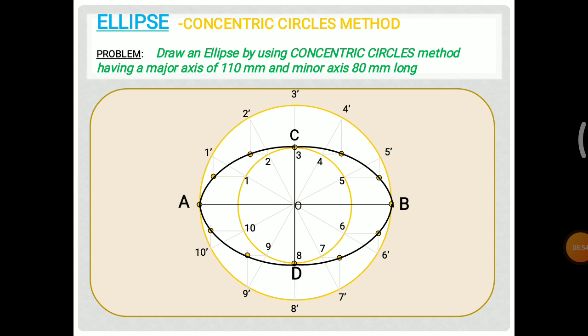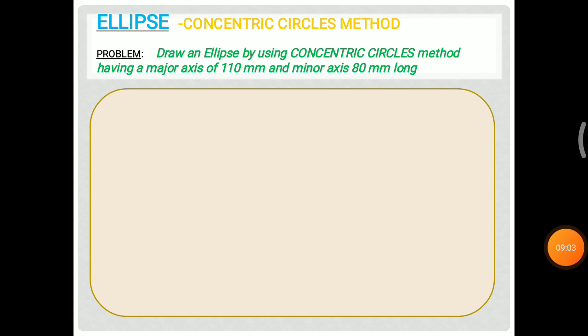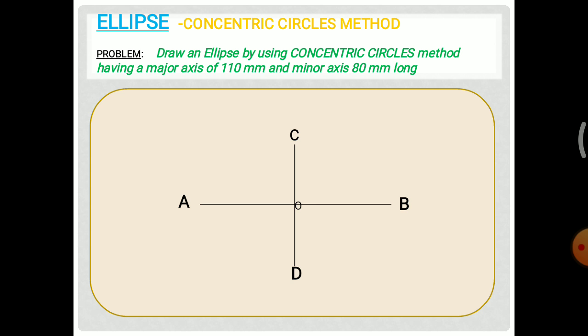Now I am going to repeat the procedure one more time. So first of all, draw the major axis and then the minor axis. Name them AB, CD. Then take a radius of half the length of the minor axis, that is OC or OD, and draw a circle. Then take half of the major axis length as radius, that is OA or OB, and draw another circle.